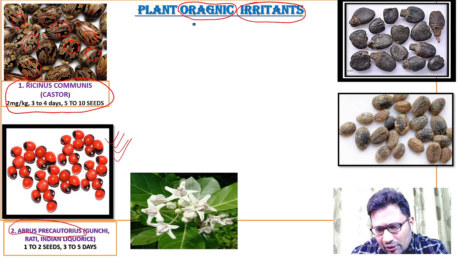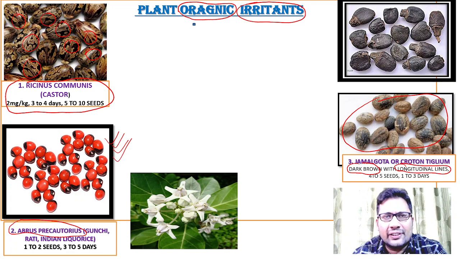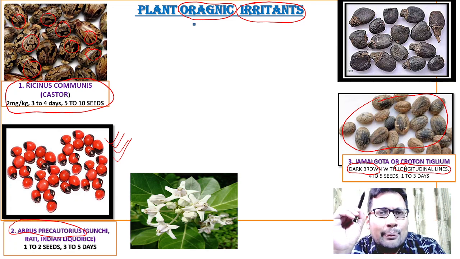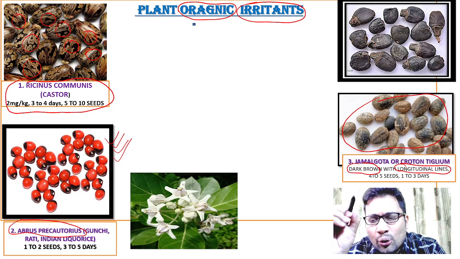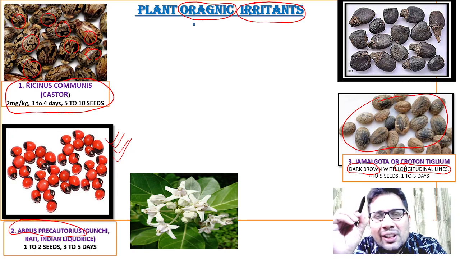Now the third one, you can see here non-shiny seeds, which are dark brown and have longitudinal lines over the surface. This must be Jamalgota seeds or Croton tiglium seeds. The fatal dosage is almost the same, 4 to 5 seeds, 1 to 3 days.